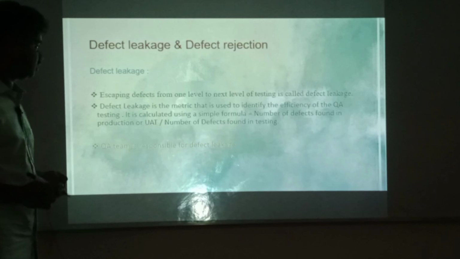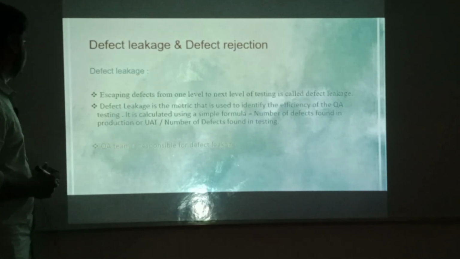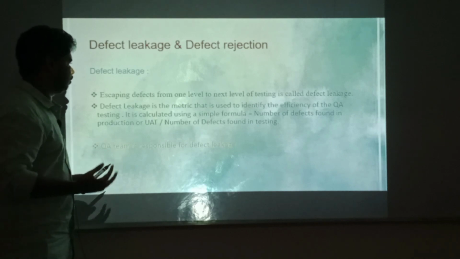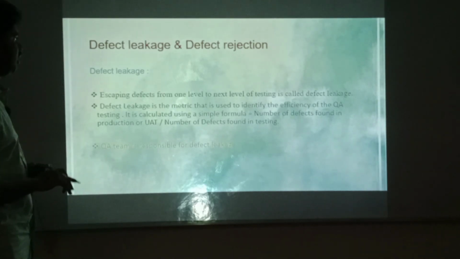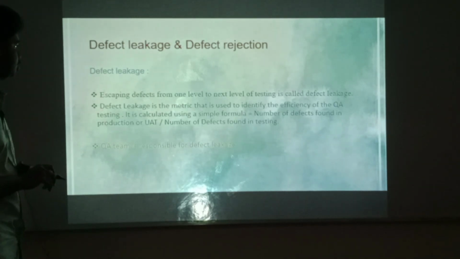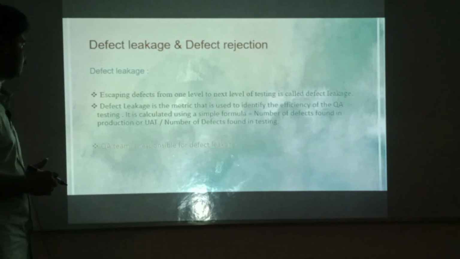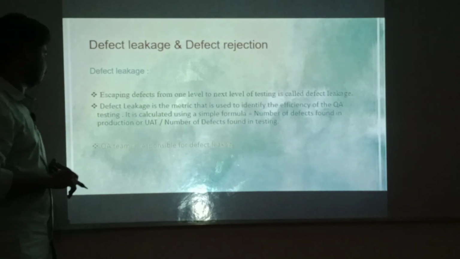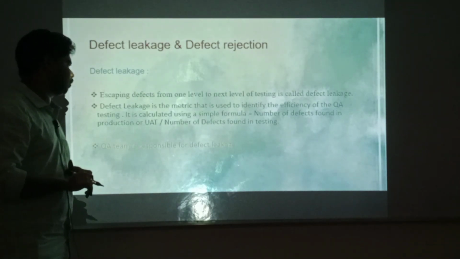You have another two topics, defect leakage and defect rejection. Defect leakage is nothing but a defect escaping from one test level to the next test level. It is called defect leakage. Defect leakage is the metric that is used to identify the efficacy of QA testing. It is calculated by using a formula: number of defects found in production or UAT by number of defects found in testing.